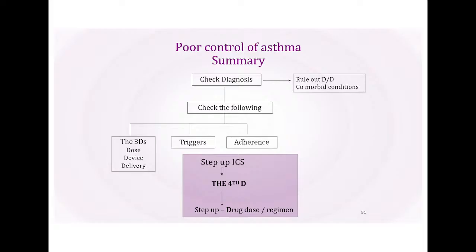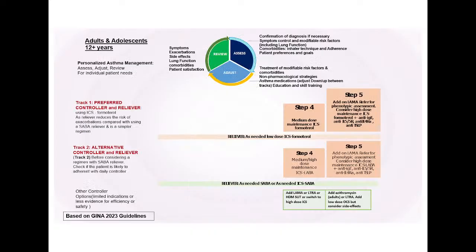Then check for diagnosis, look for differential diagnosis, look for comorbid conditions, check the following, like the 3Ds: dose, device and delivery, triggers, adherence. If everything is correct, then step up the inhaled corticosteroid. So, if everything is correct in the next visit, then you can increase the inhaled corticosteroid dose, drug dose and regimen, both we can change.